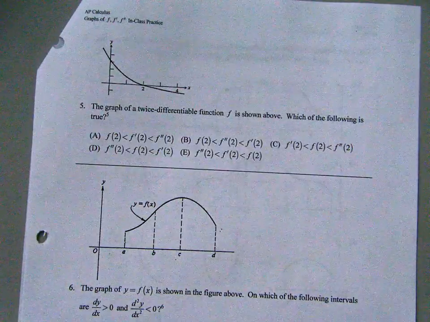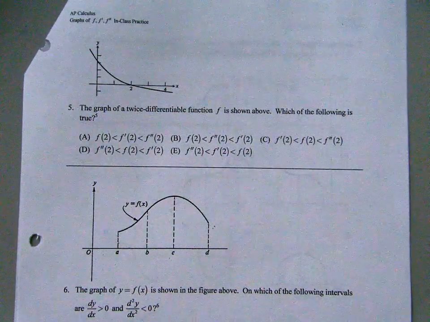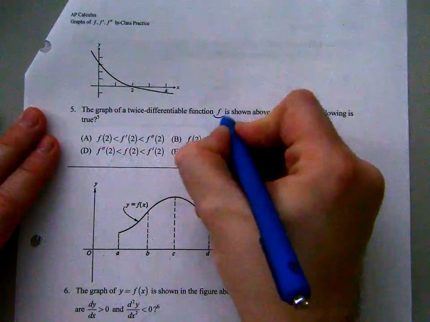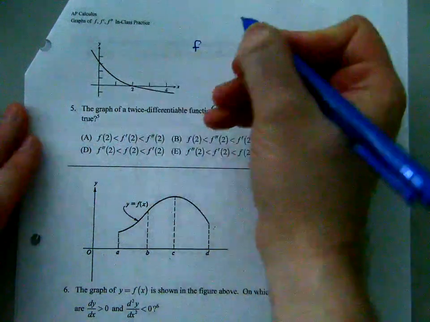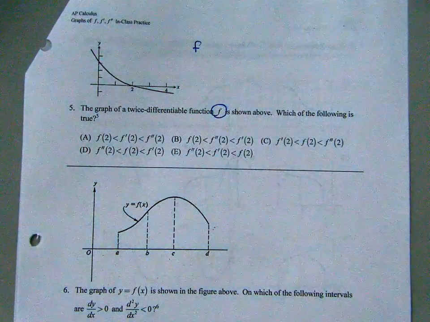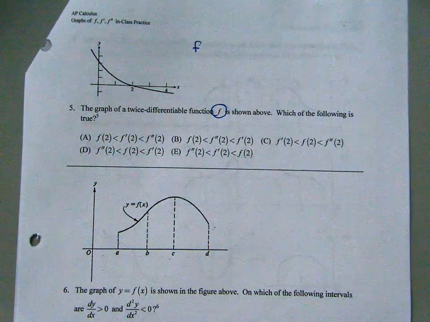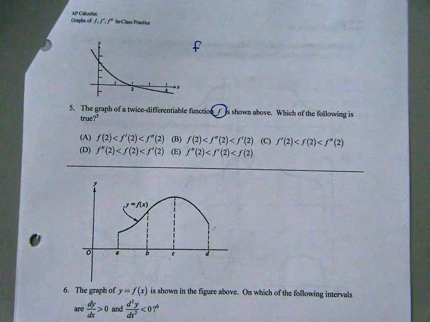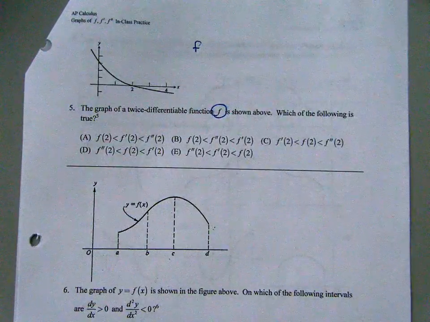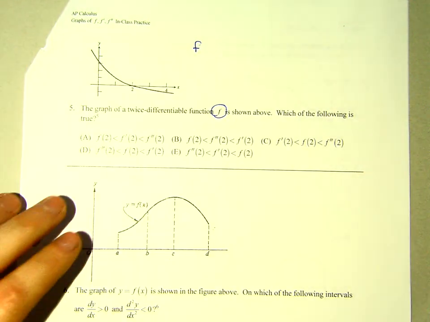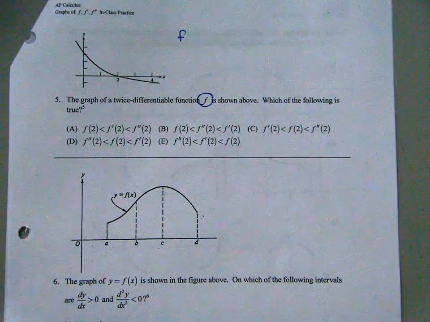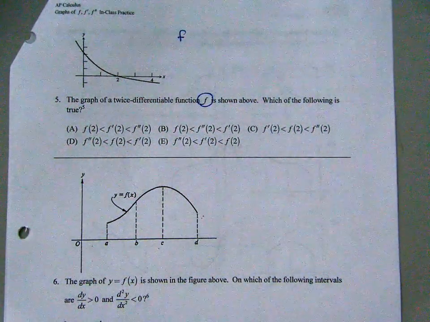Okay, this is very important. The graph of a twice differentiable function f is shown below. We have the graph of f. The twice differentiable is describing f, which just means you can find the derivative twice. That's all that that part means. We have f. We can find the derivative twice. That's all that that is saying. So this is actually a little different. This is a little bit different.